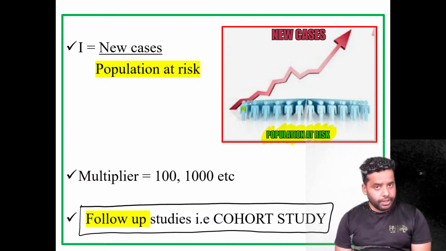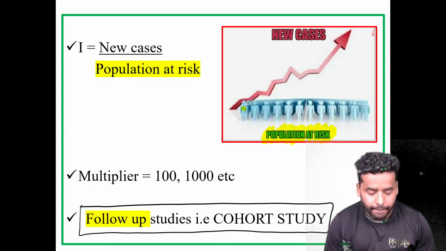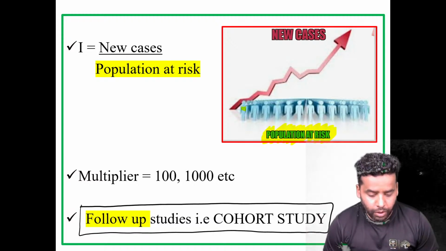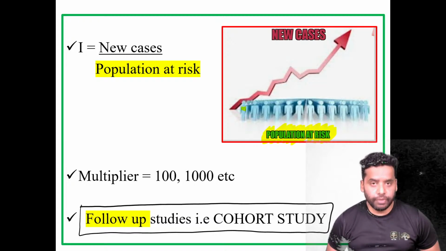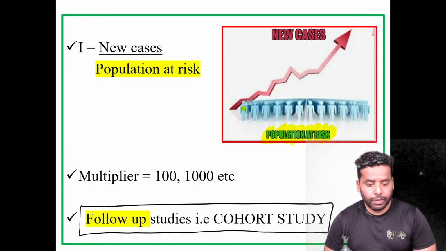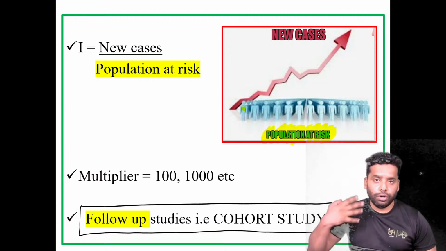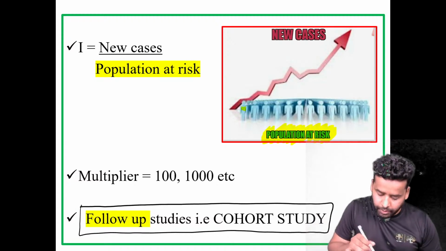Already you know the definition. That is why I'm asking. Very good. What cross section will give for you? At one point of time, if you are doing the study, what cross section will give? Prevalence. What cohort studies will give? Tell me again, I'm asking. Don't make this blunder. What cohort studies will give? Where you do follow up, it will give incidence. Cohort studies means we'll be doing follow up.